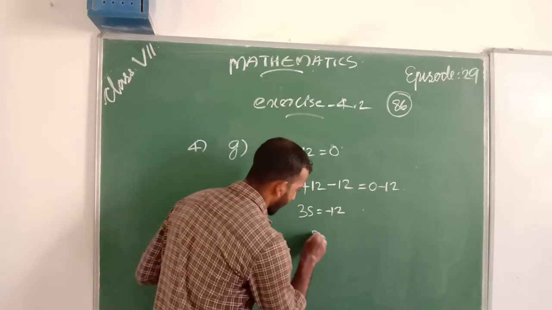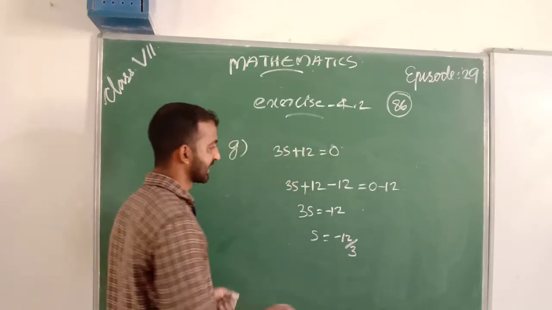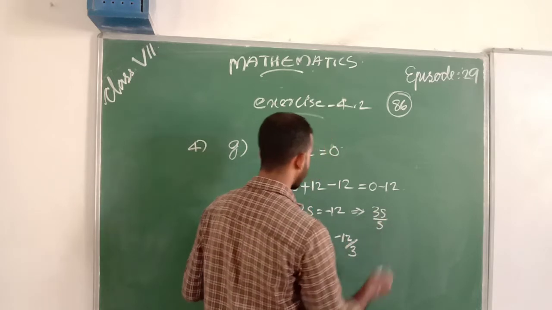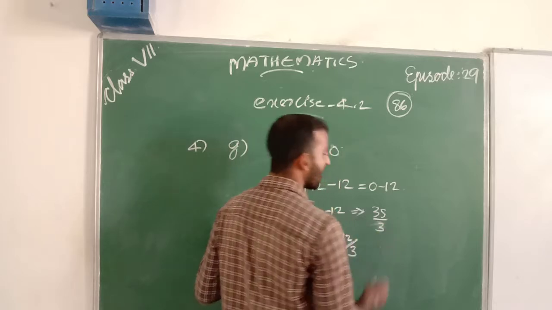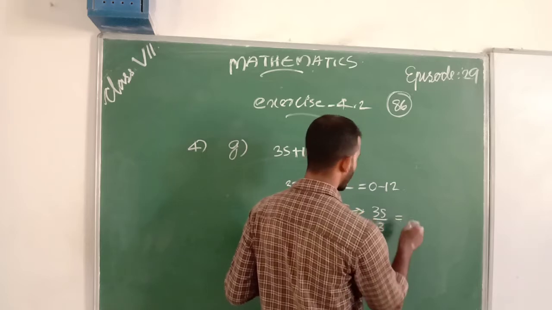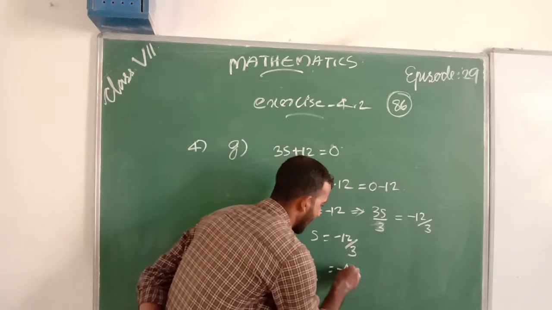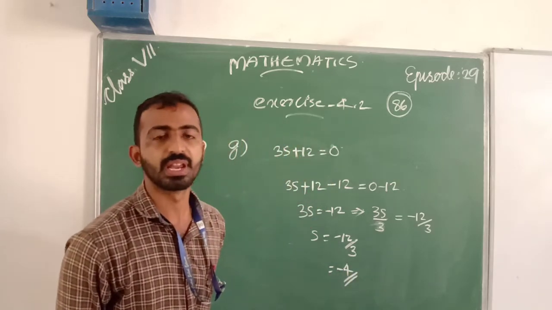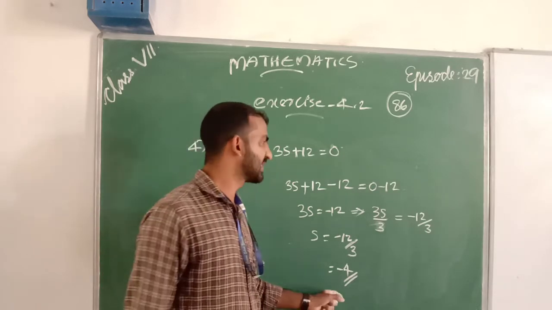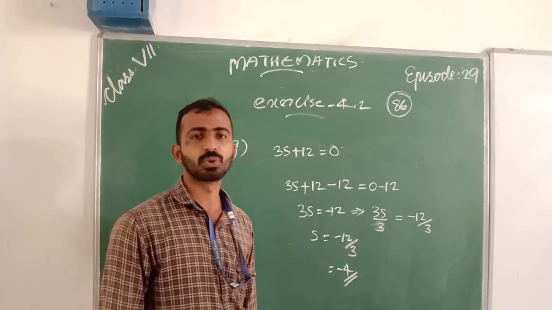That is s equal to negative 12 by 3. We take the division, 3s by 3, we divide throughout by 3. That is, we get 3s by 3 equal to negative 12 by 3. Negative 12 by 3 is negative 4. S is negative 4, which is the required solution.